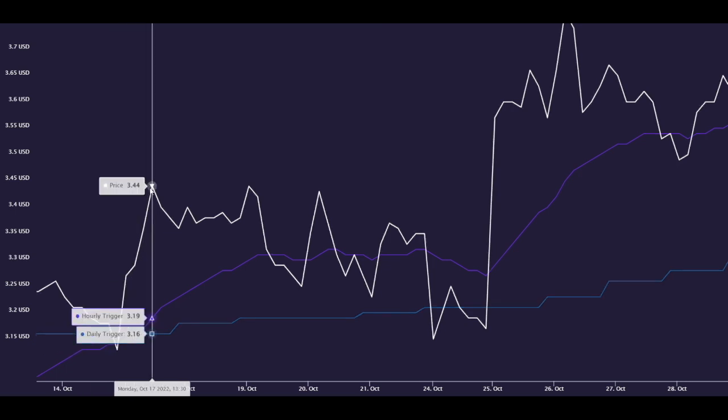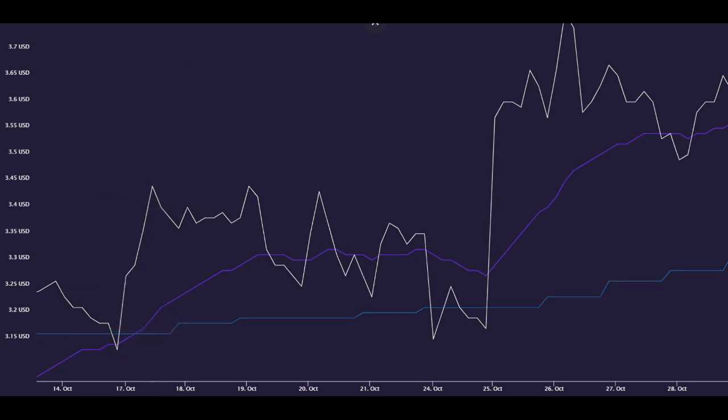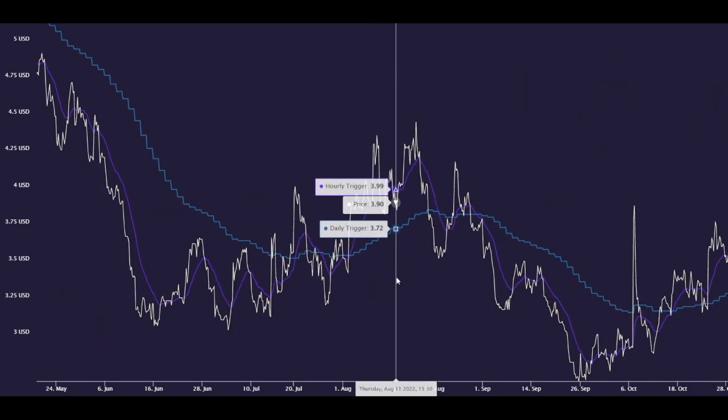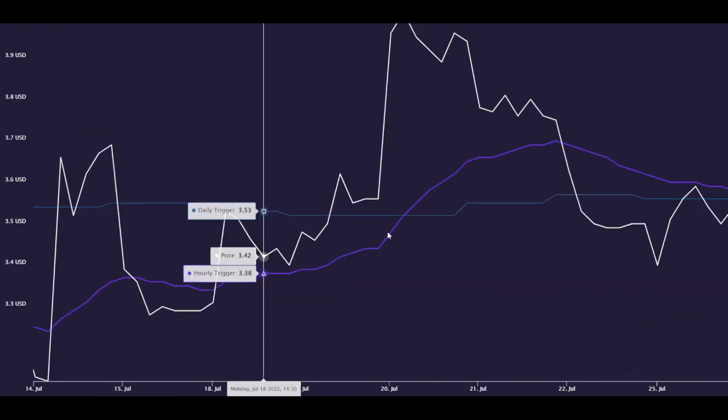You could go 25% of your position in case it's the 10% that price just explodes to the upside. But 9 out of 10 times, you're going to have a counter trend move back down. Let's look at this.